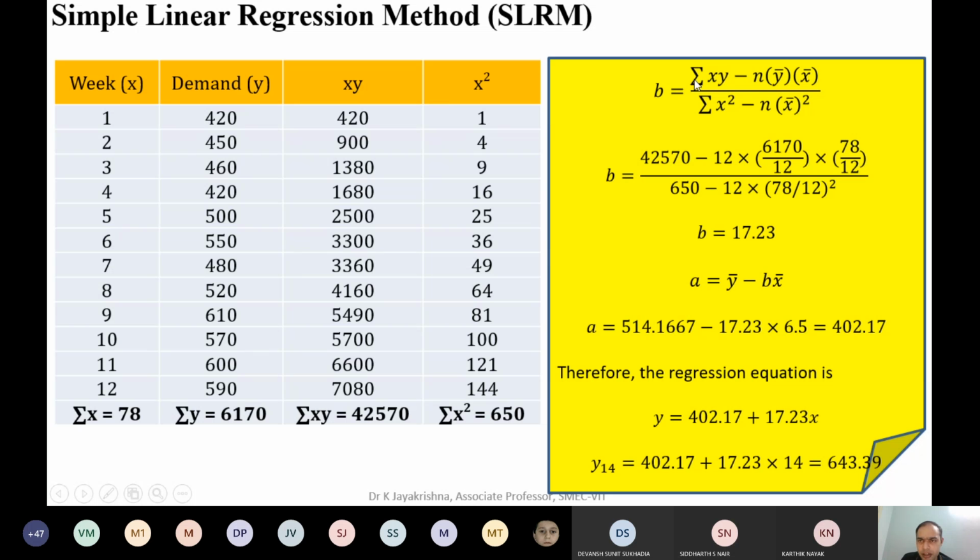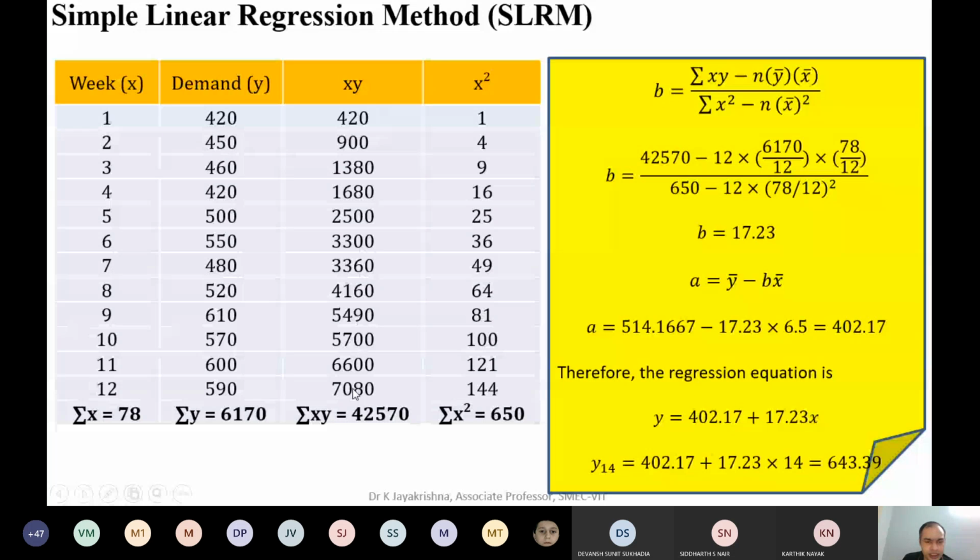So we need the summation of xy to calculate b. Please listen to me. So I will multiply x and y. In this case, x is the time period. So 1 into 420 is 420, 2 into 450 is 900, 3 into 460 is 1380. I am calculating like this till the 12th month.